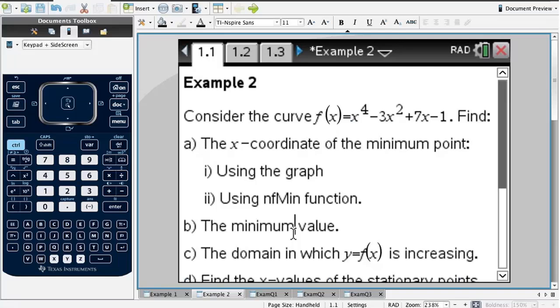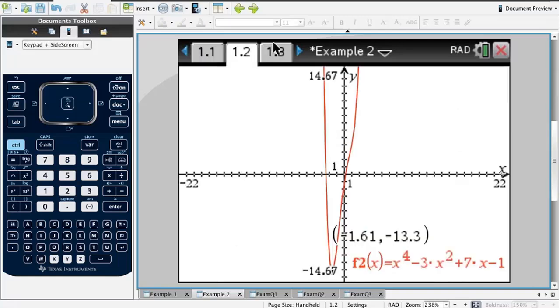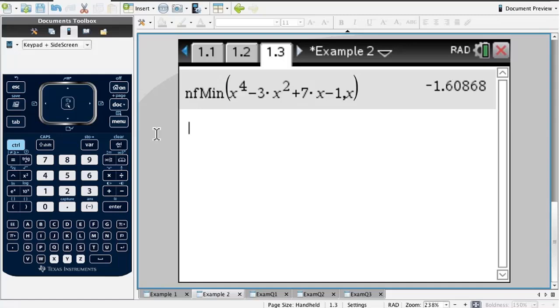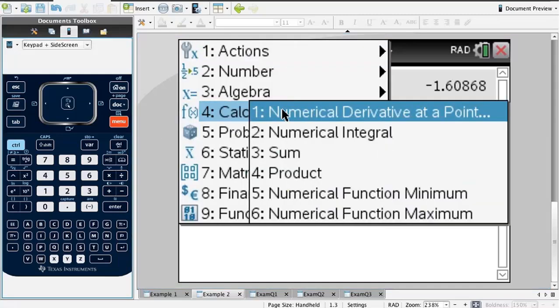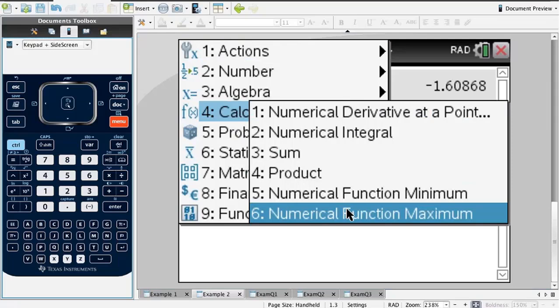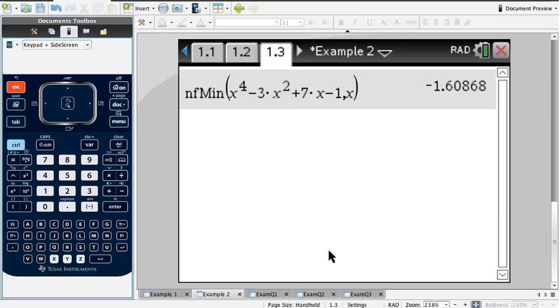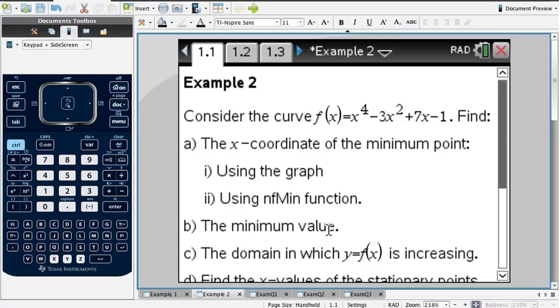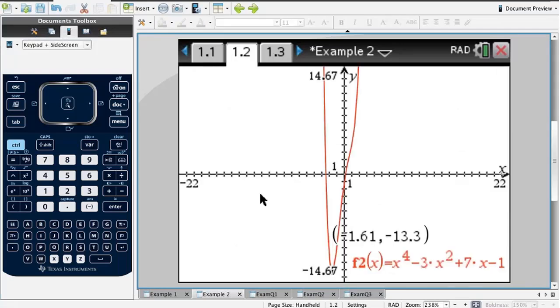Okay, and as you saw, when we went to calculus, there's also a similar function for maximum. So menu, calculus, we've got the numerical function if you wanted to find the maximum. Now I want the minimum value. The reason I'm asking that again is that it's important for students to understand that when we're asking for a minimum point, we want both coordinates, the x coordinate and the y coordinate, but the minimum value is just negative 13.3, the y coordinate.